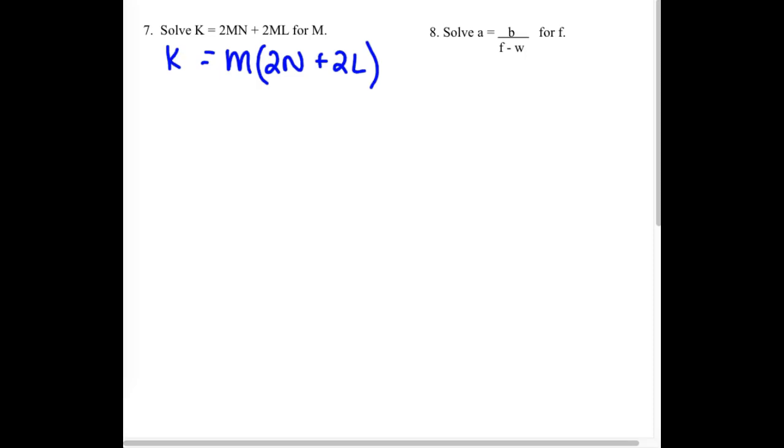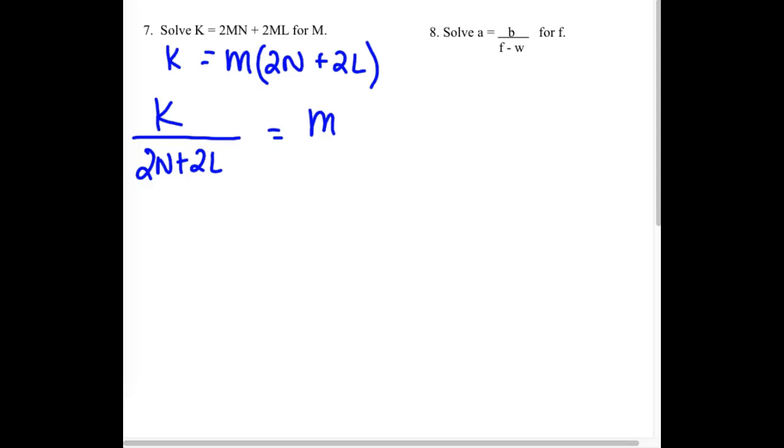Now, how is m being attached to that whole mess in parentheses? It's being multiplied. Can we divide this whole mess in the parentheses to the other side? Yes? All right, so we're going to have k divided by 2n plus 2l equaling m. So it doesn't have a lot of steps. It's just that trick of getting the m factored out so that you can get rid of the other parts.